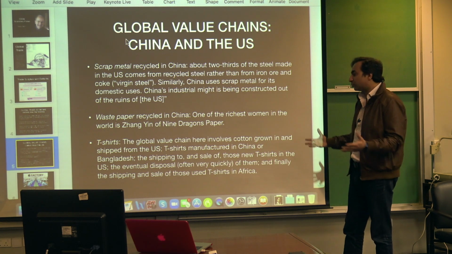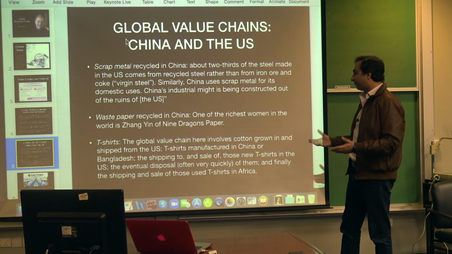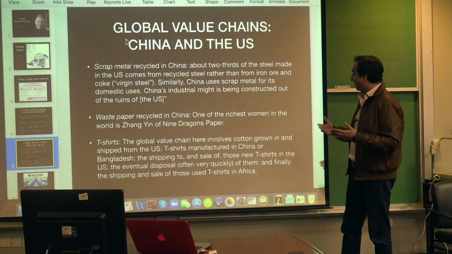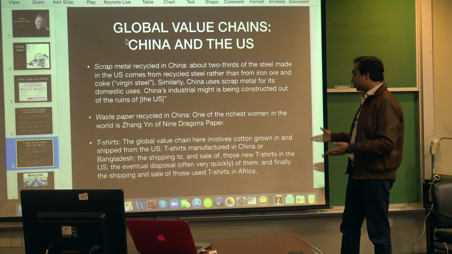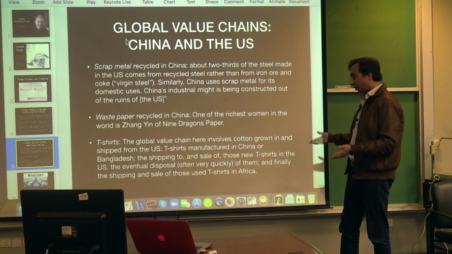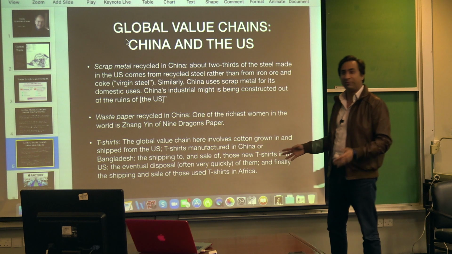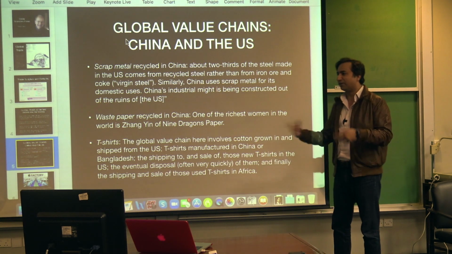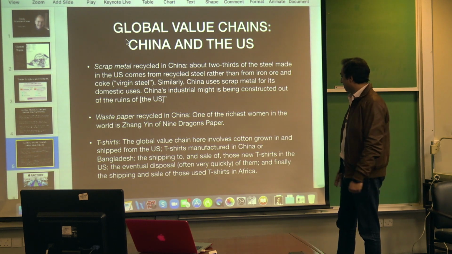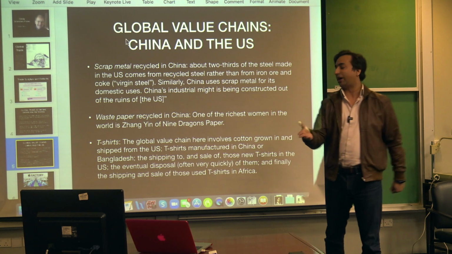T-shirts, shocking to think about that. The global value chain here involves cotton grown in and shipped from the US, T-shirts manufactured in China or Bangladesh, and they're shipped to the US, where people wear them and then dispose of them, which happens very quickly as opposed to third world countries. You wear a T-shirt, it's a year old, you throw it away, etc. And finally, the shipping and sale of those used T-shirts into Africa.